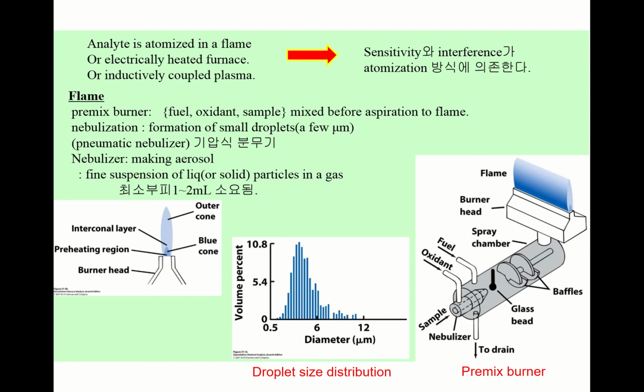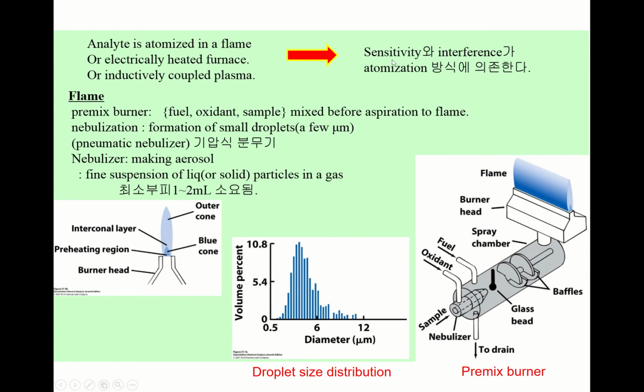Okay, so to do atomic spectroscopy, the sample is atomized in a flame, in a very hot flame. All the compounds will be destroyed and then they will be atomized, okay, or an electrically heated furnace can be used, or inductively coupled plasma can be used. So there are several different ways to atomize your compound.